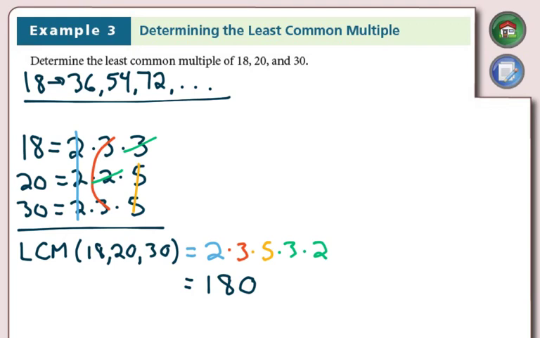Which, if we had continued the method up top past 72 and listed out the multiples for 20 and 30 as well, we would have gotten to 180 in both. This one's just a little more mathematical, a little more concrete in the way that it's done.